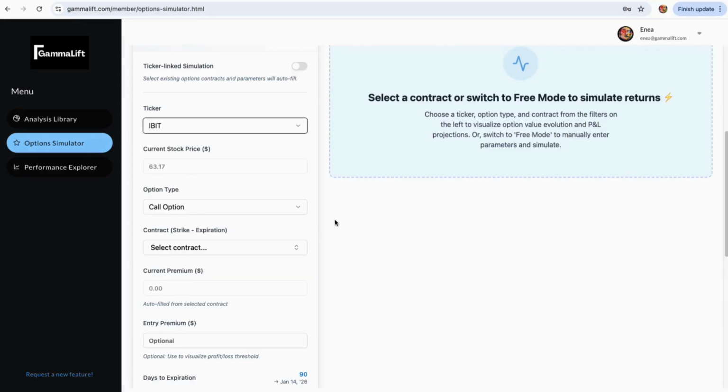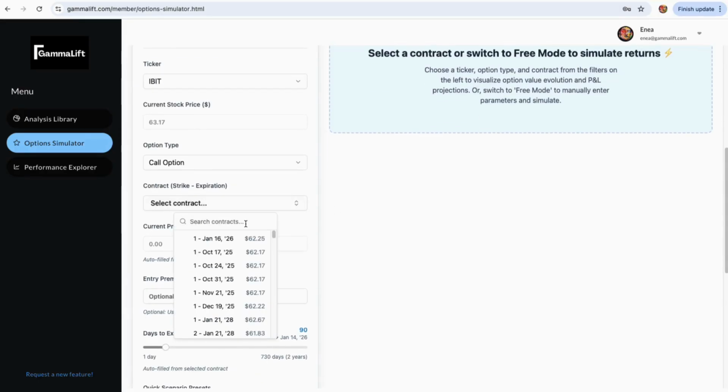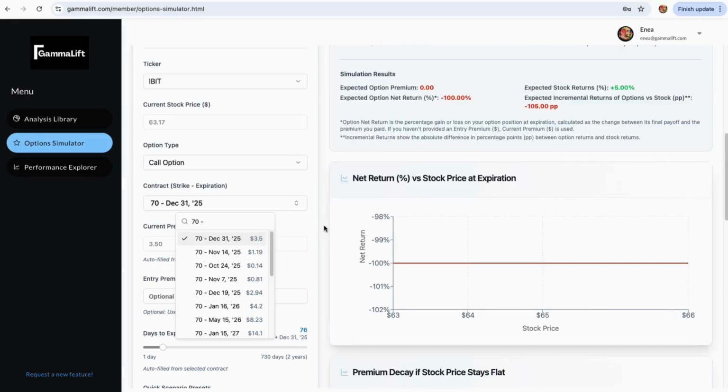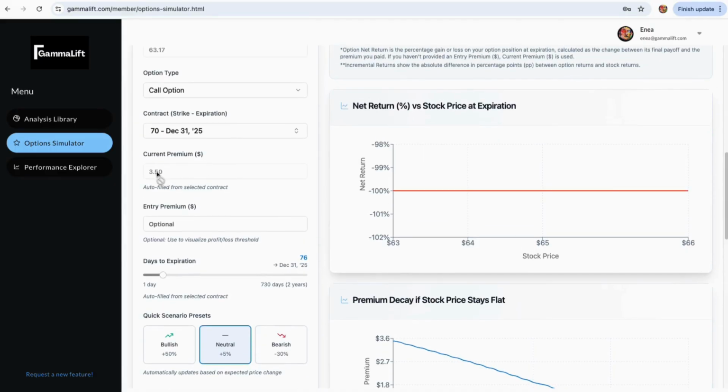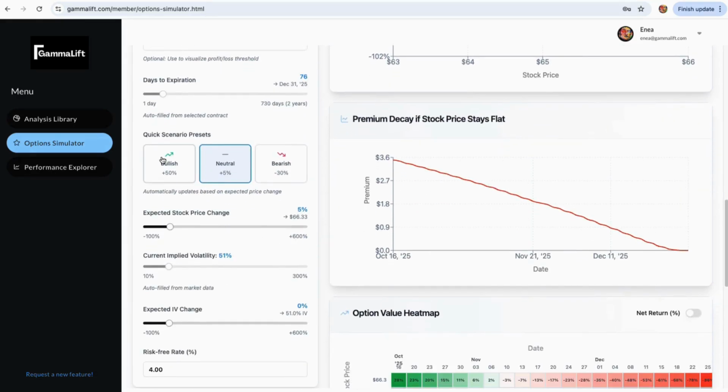So I select IBIT in this case, and let's say I want to buy a contract a bit more out of the money, a call contract out of the money at 70 that expires at the end of the year. It will allow you to fill with the last close data. In this case, the last premium available yesterday was 3.50, but let's say I had an entry premium a bit higher because I already entered the trade.